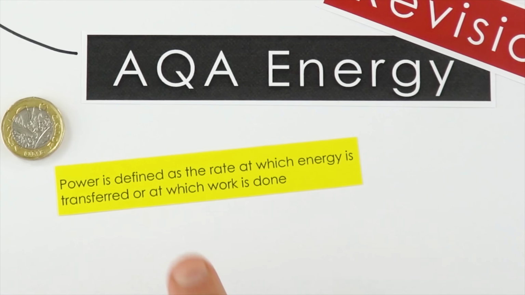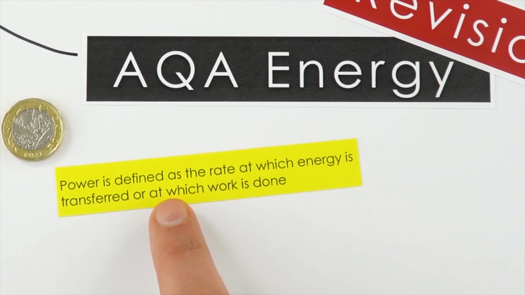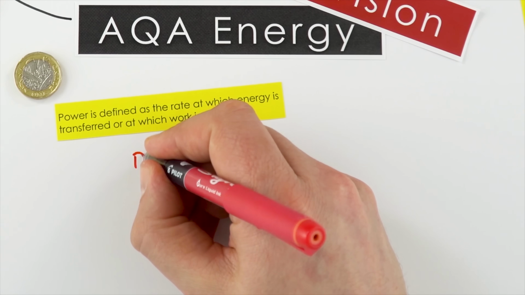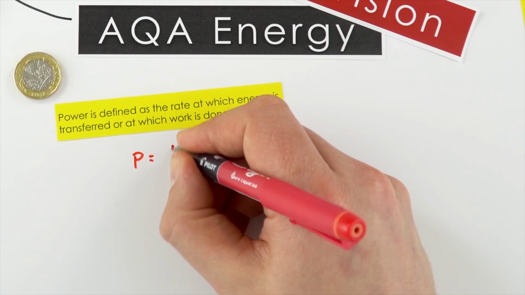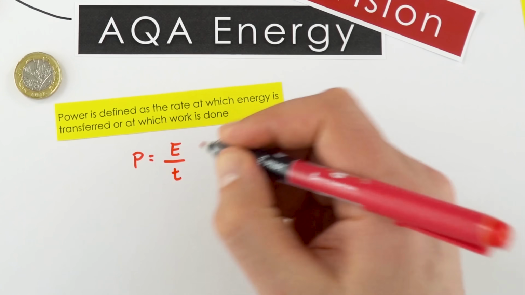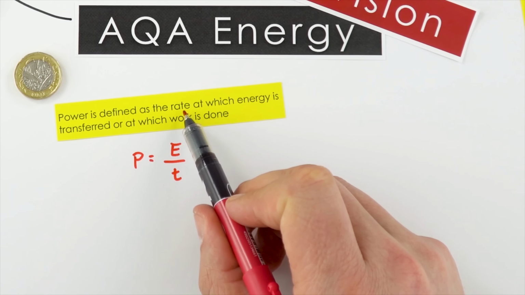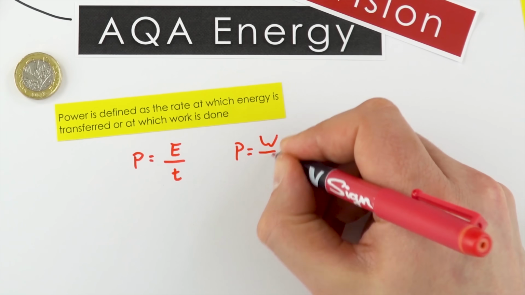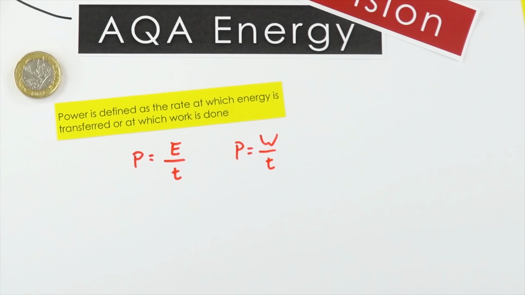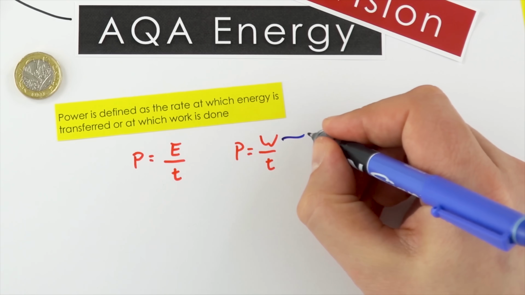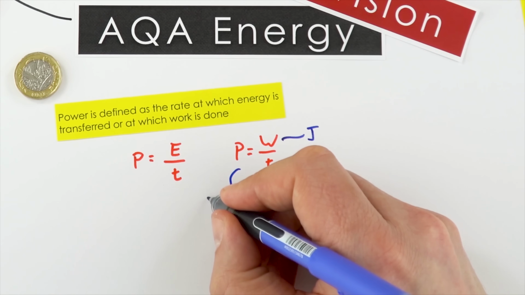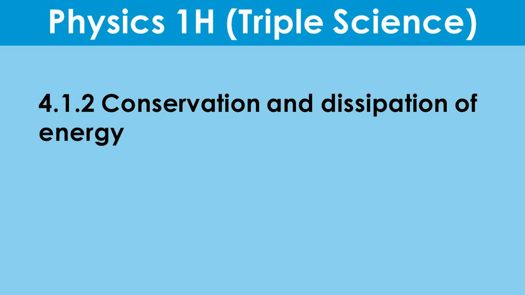So power is defined as the rate at which energy is transferred or at which work is done. Now we can say that power is equal to the energy transferred divided by time, and the word rate just means the amount per second. Or we can also look at power as the work done per unit time. And we always measure energy and work done in joules. If we measure time in seconds, this then gives us a power measured in the watt.